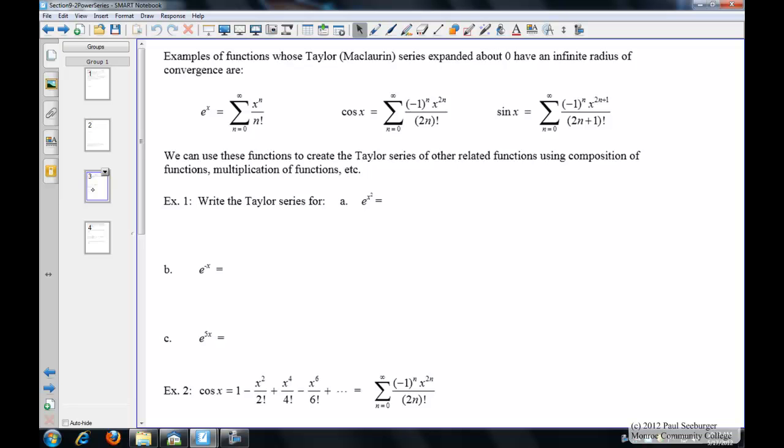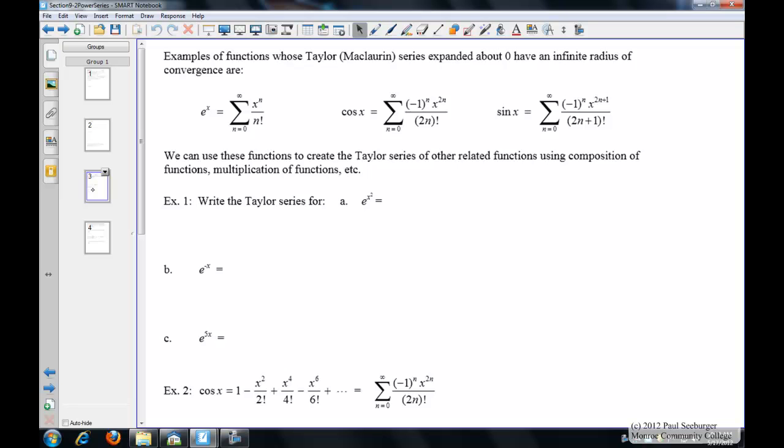Okay, we can use these functions to create Taylor series for other related functions using composition of functions, so putting something else inside of it, using multiplication of functions, addition of functions, and so on. Now we're going to focus on composition of functions first, and really that's the main one I'm going to spend some time on, but it works great if you want to add them together. If you've got e to the x plus cosine x, just add the terms together. You get one new series that will represent e to the x plus cosine x. Sort of wild.